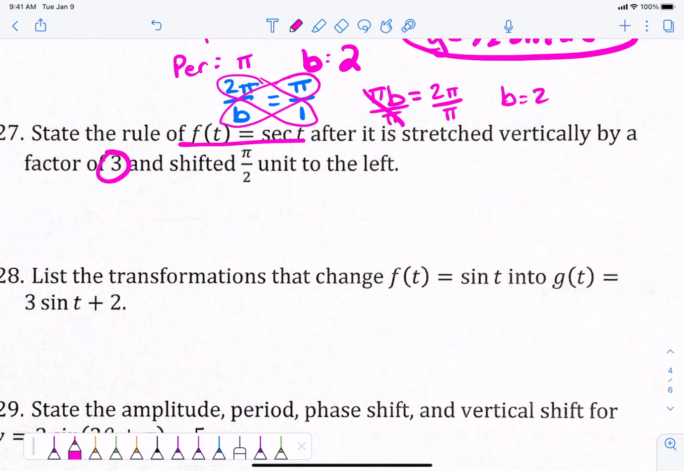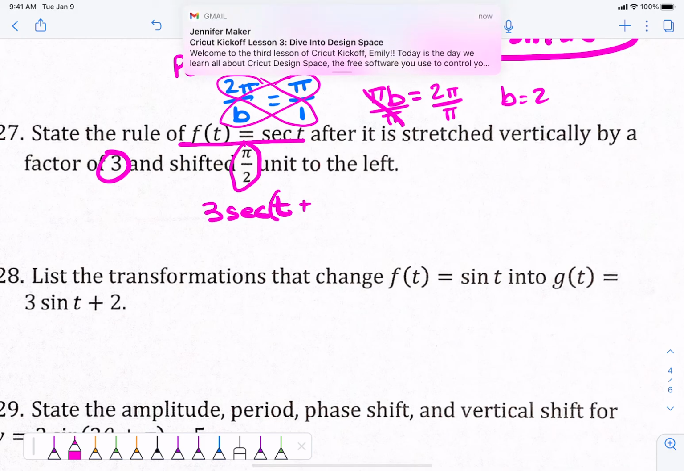We should just do ABC. You like A, B, C, D? It goes in the front. It's just 3 secant of t, right? But then if it goes pi over 2 units to the left, in parentheses, it's got to be plus pi over 2, right?